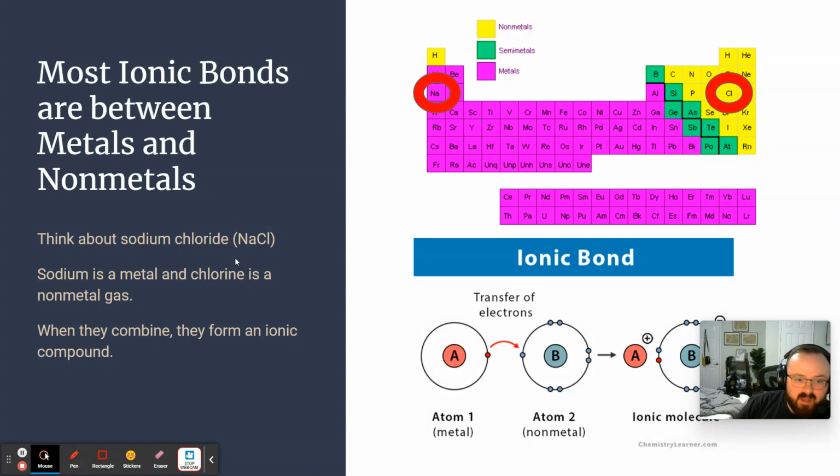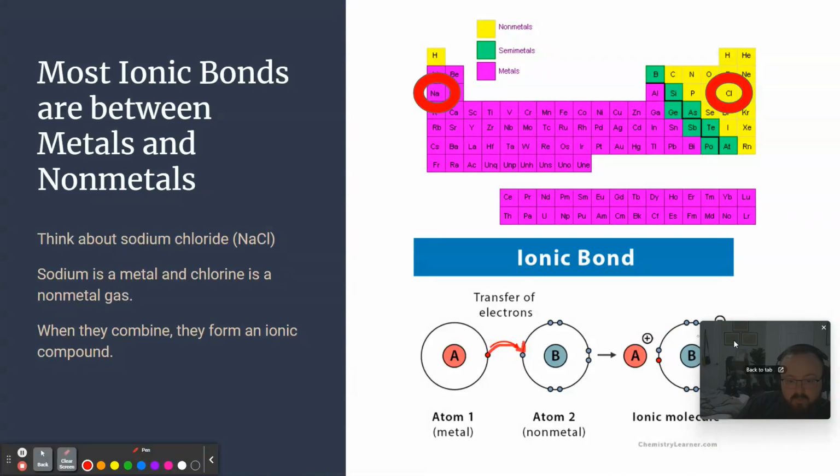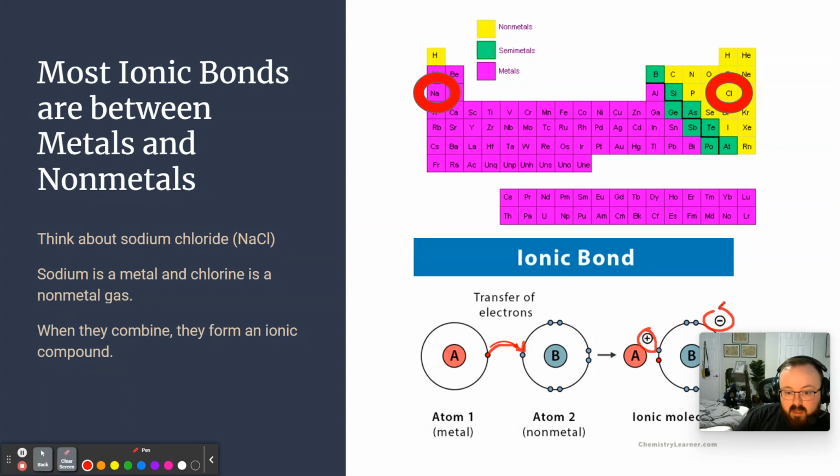So ionic bonding, as we've talked about, is for the most part between a metal and a nonmetal. Here we have sodium and chlorine, and what we see happen is that atom one is going to give its electron to atom B, which creates a positive and a negative charge, which then attract one another. We see this donation of electrons. One atom gives its electrons to another atom, which forms the octet rule.